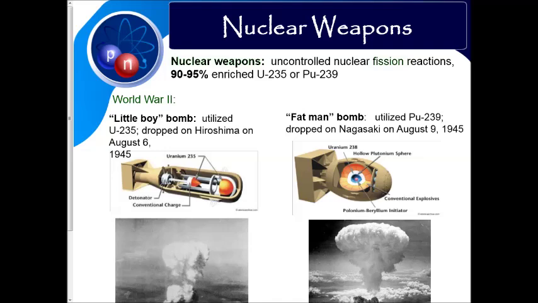Fat Man was a bigger version of a nuclear weapon. It utilized plutonium-239. We dropped that one on Nagasaki on August 9, 1945. The destruction was, I think, beyond anybody's expectations, and we haven't really seen bombs like this used since.